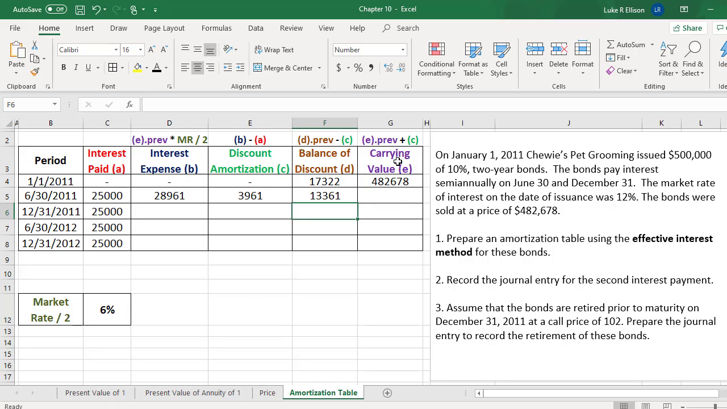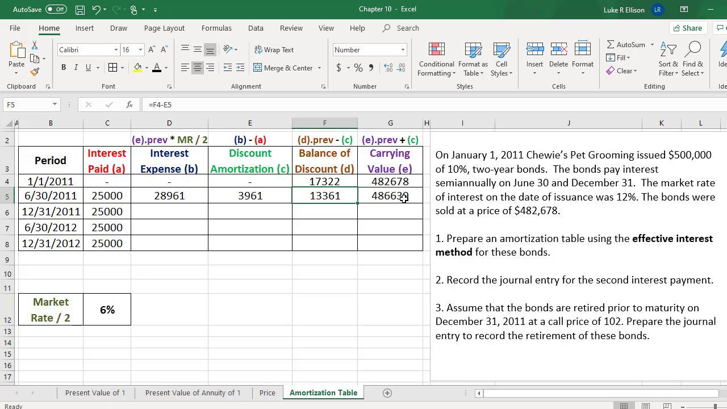Next, we can find the carrying value by taking the previous value for the carrying value and adding that to C, which is the discount amortization. Now, if you were to have a premium, then you'd actually have to subtract the premium amortization. And I just want to note there's one other way that you could find the carrying value, and that's by taking the par value, which is 500,000, and subtracting the balance of the discount. So 500,000 minus 13,361 would also give you the same number here.